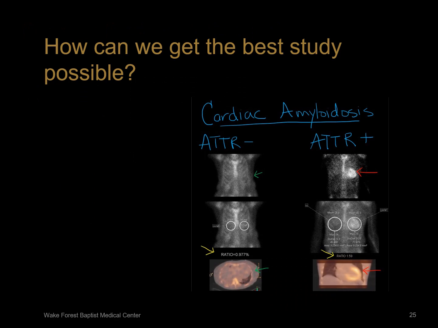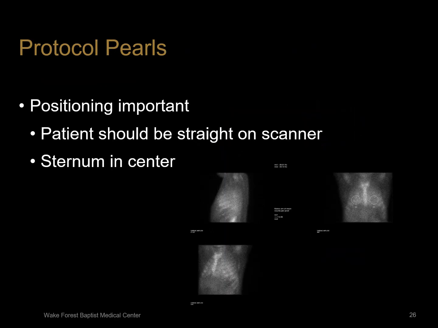So let's now review some pointers on how we can get the best possible study of cardiac amyloidosis. First, positioning is important. You want the patient to be straight on the scanner, and you want the sternum in the center, and in general you want both of the ribs to look like they are equal, and then you'll know the patient is straight on the scanner.